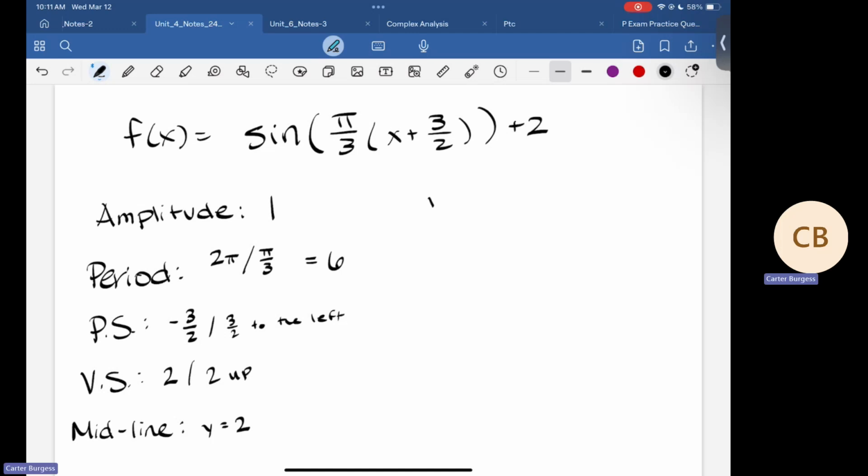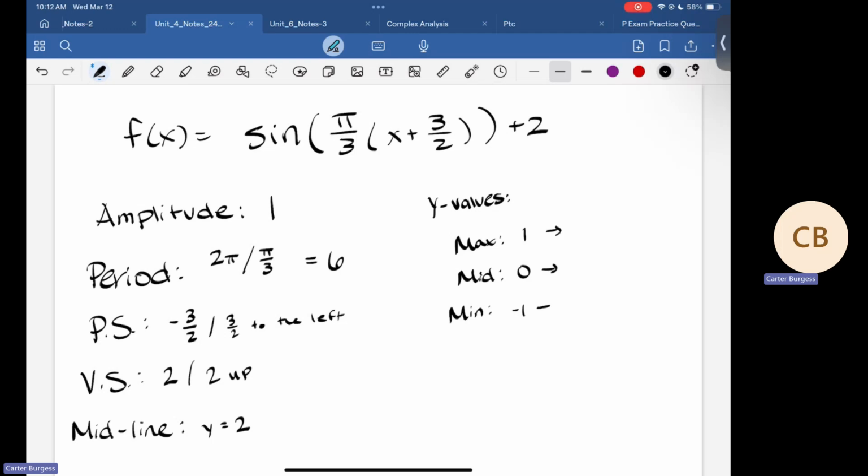Let's start with the y values because there are fewer of them. We've got our max that we have to worry about, our midline, and our min. Normally 1, 0, negative 1.